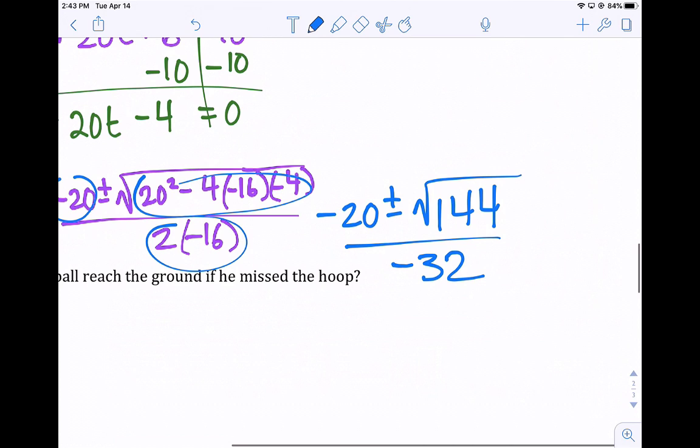And then from there, you get two different answers. So now I can type it in. I'll do negative 20 plus the square root of 144, which is 12. Hit enter, divide by negative 32. So one of my answers is 0.25. All right, and the other answer will be negative 20 minus the square root of 144, which is 12, divided by negative 32. And that is 1.